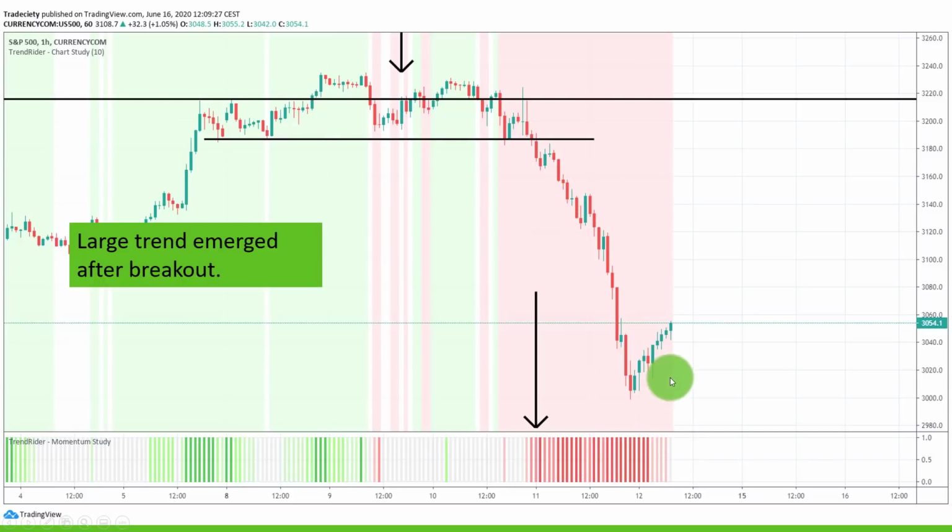And you can see this is now the first candle where the background color is still red, but the histogram is turning neutral. So this is then a good time to get out of your trade if you are not already out. So you can see the trend rider has many functions.